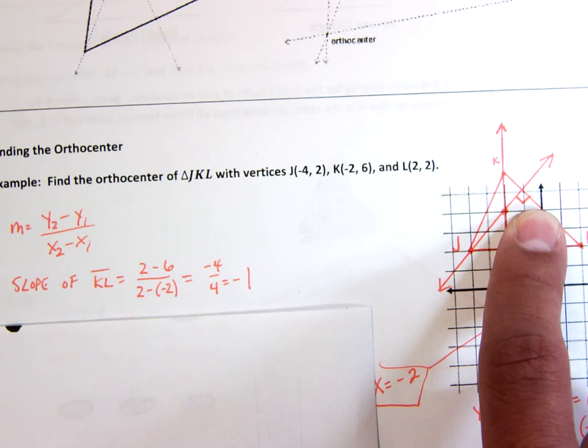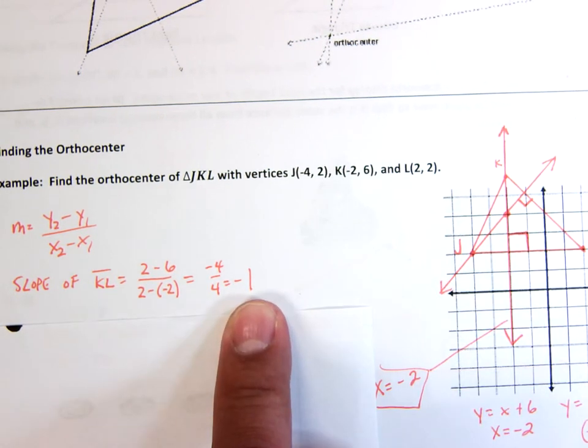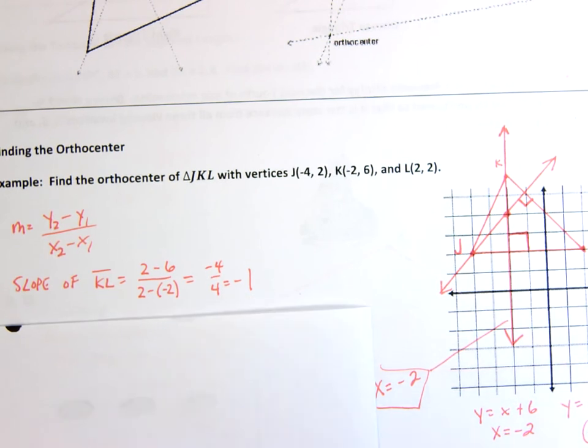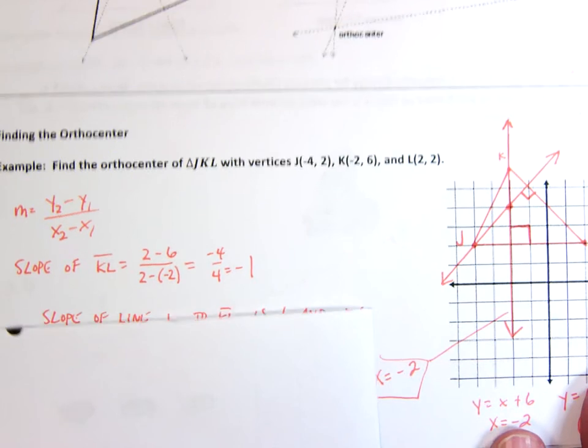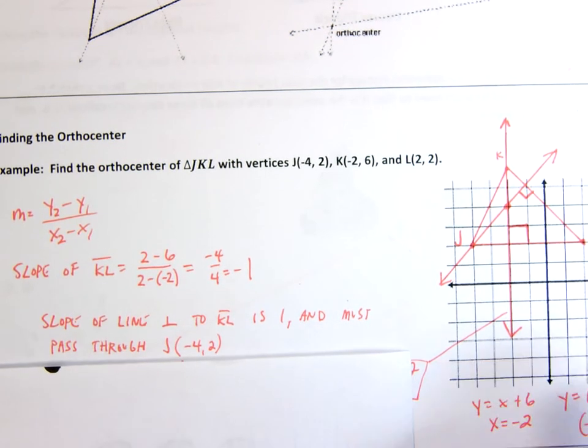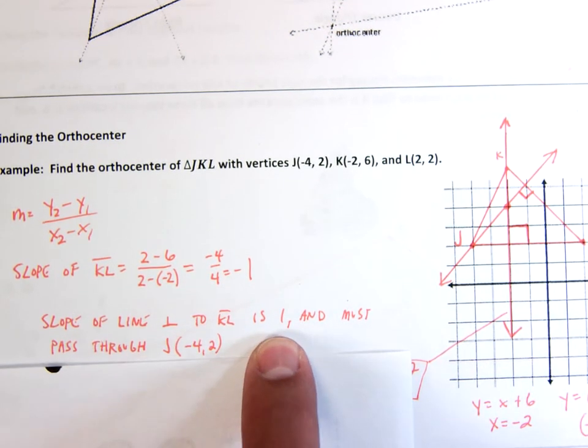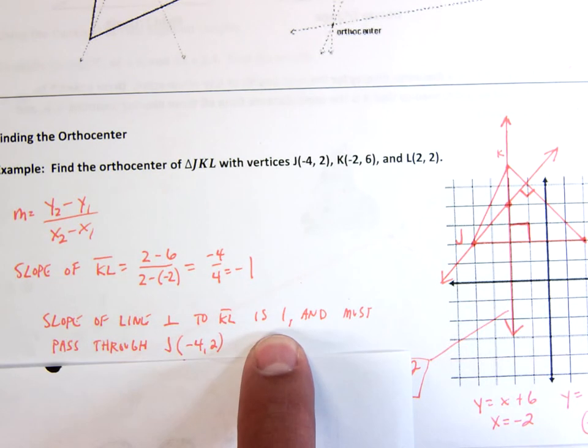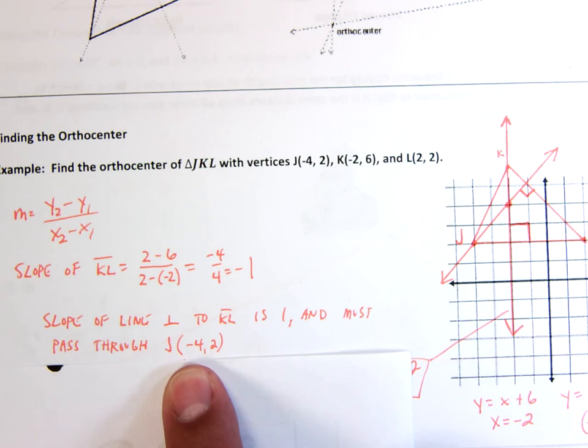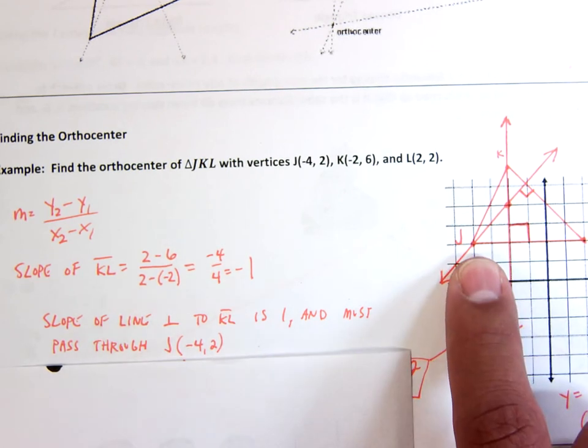Do we remember what is the slope of a line that is perpendicular to it? What's true about the slopes if my lines are perpendicular? I should be able to multiply them and it will give me -1. So the slope of a perpendicular line to KL is 1, because -1 times 1 is -1. And that line must also pass through -4, 2, which is right here, because that's the vertex. Remember, the altitude is a perpendicular segment that goes through the vertex of the other side.